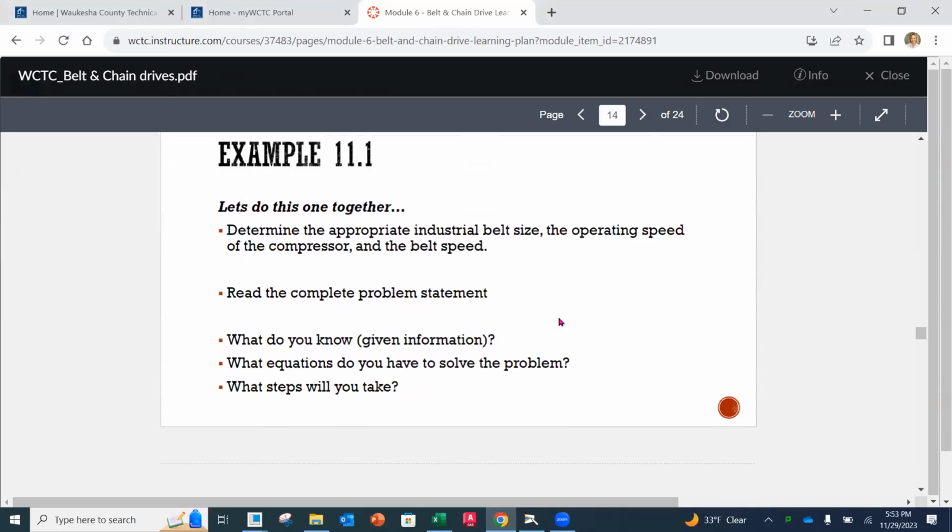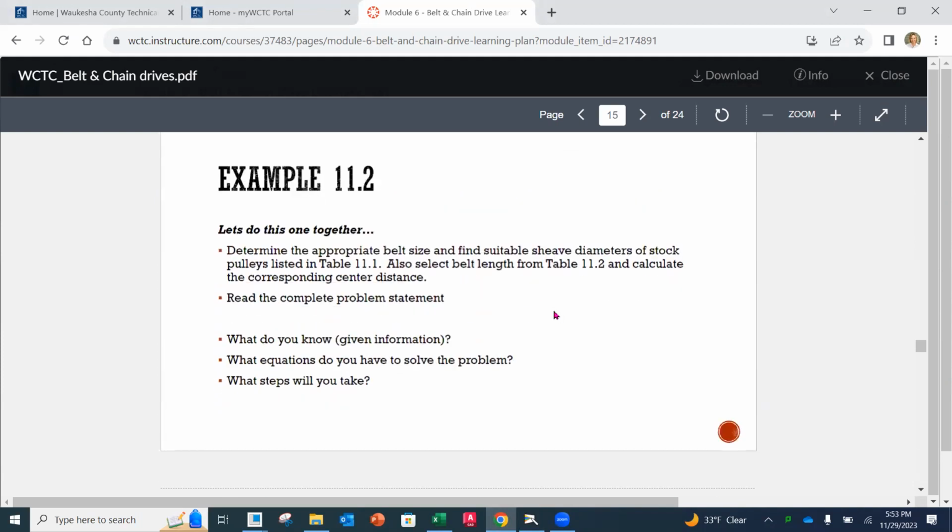All right. So we went through our example. Great. Let's do another example. So at the bottom of that very same page is going to be example 11-2. We want to determine the appropriate belt size and find suitable sheave diameters of stock pulleys that are listed in that table 11-1. Also select a belt length from 11-2 and calculate the corresponding center distance. Okay, so this is kind of like the full blown problem, and this is going to mimic problems that you're going to be assigned in the homework. So this one's a little bit longer.